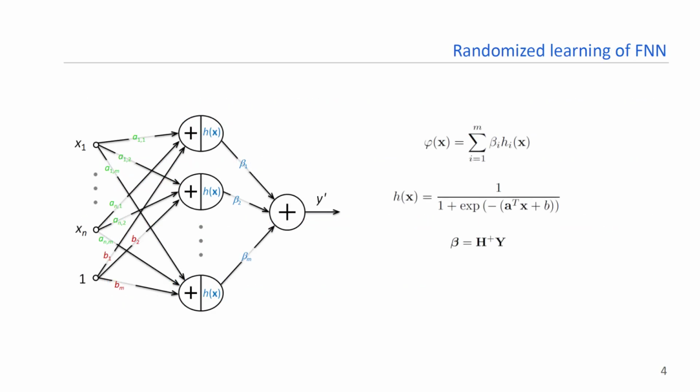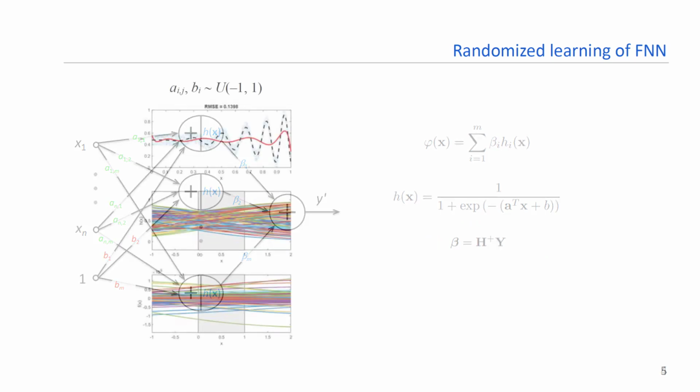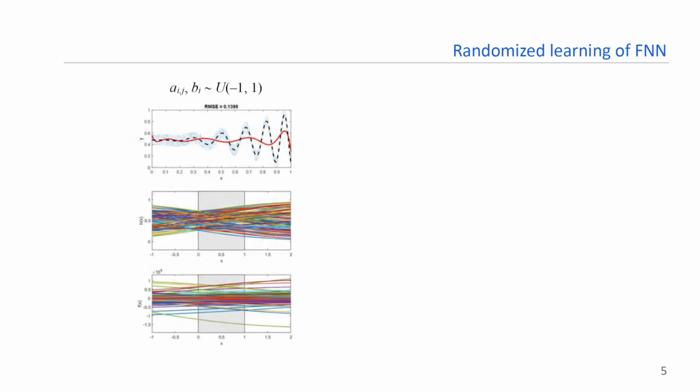In this study, we consider a single hidden layer feedforward neural network with a single output, with weights A and biases B generated randomly or using autoencoders, with M hidden nodes, activation functions H, where we use sigmoids, and output weights beta. The network expresses function phi. The output weights beta are determined using the Moore-Penrose generalized inverse of matrix H, the hidden layer's output matrix. Typically, weights and biases are selected from the fixed interval [-1, 1].